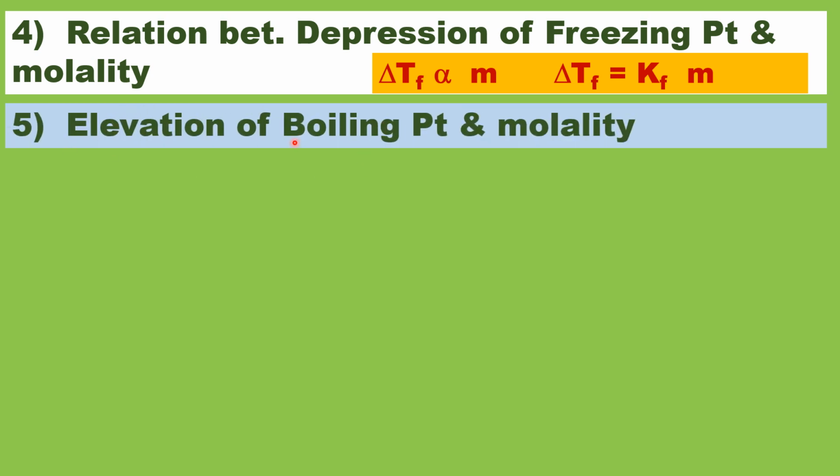Next, give the relation between elevation of boiling point and molality. This is the same as this. Elevation of boiling point is equal to Kb into m, where Kb is the proportionality constant, that is called molar elevation constant.